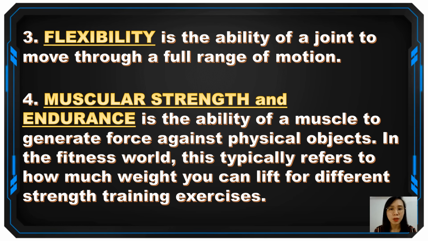The fourth is muscular strength and endurance. This is the ability of a muscle to generate force against physical objects. In the fitness world, this typically refers to how much weight you can lift for different strength training exercises. You need to have good muscular strength and endurance if you are into activities like hiking, cycling, or weightlifting.